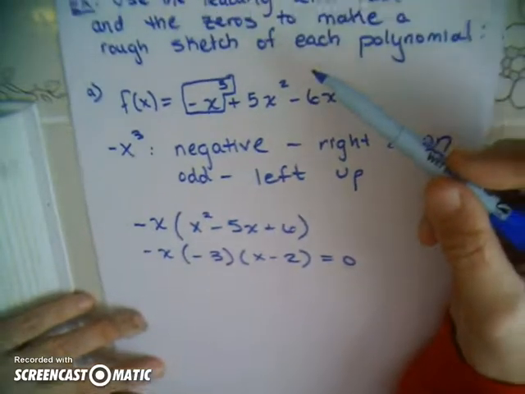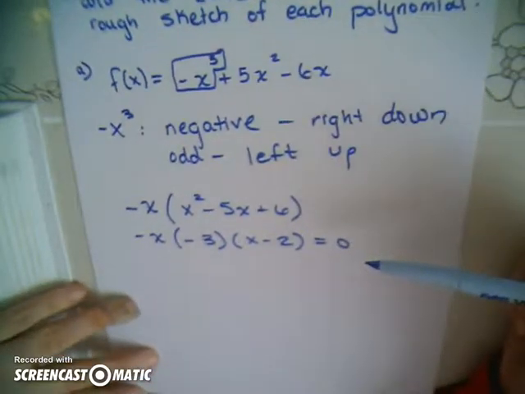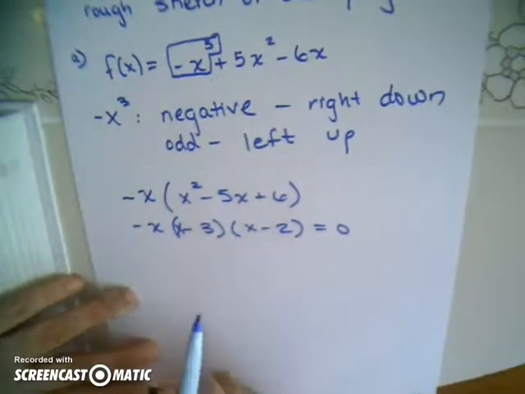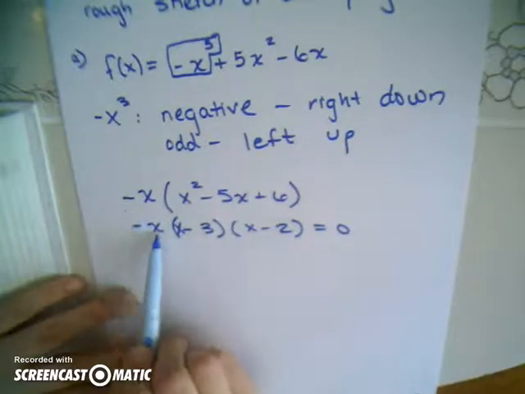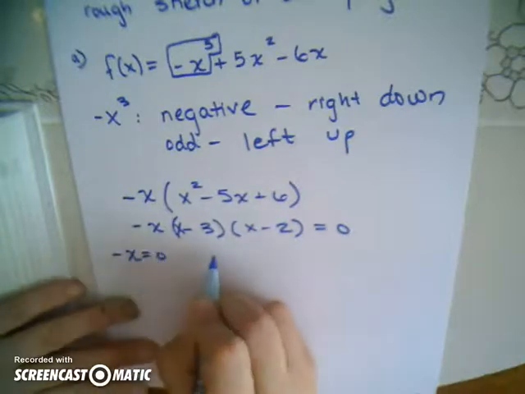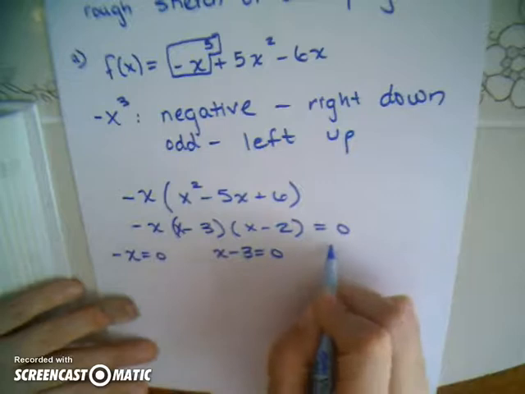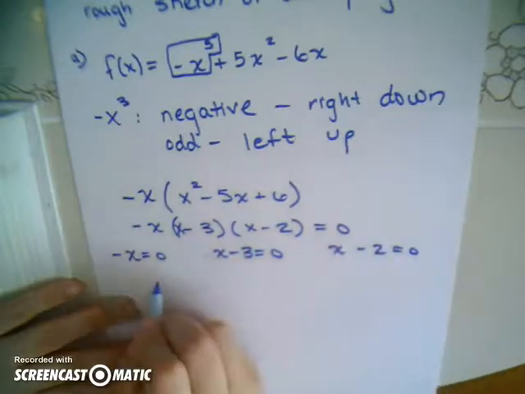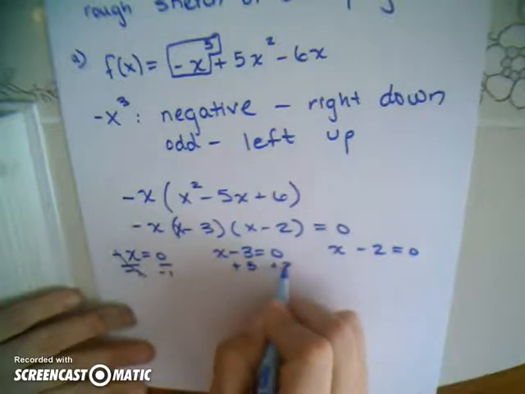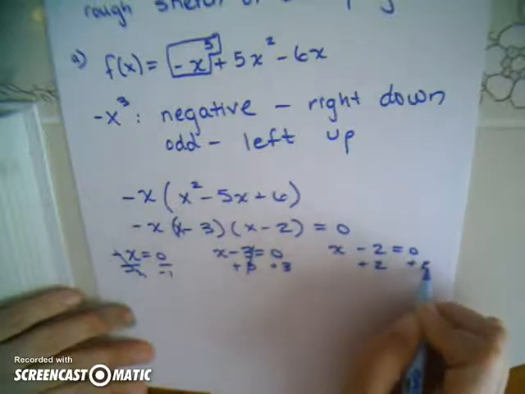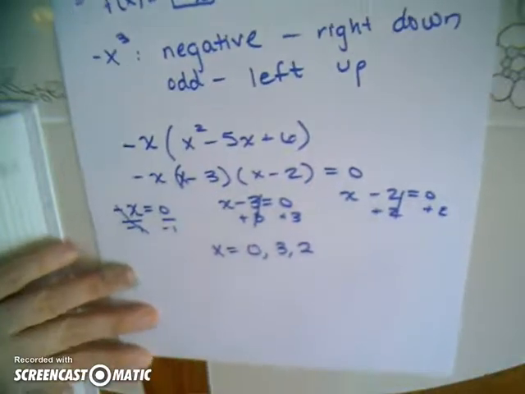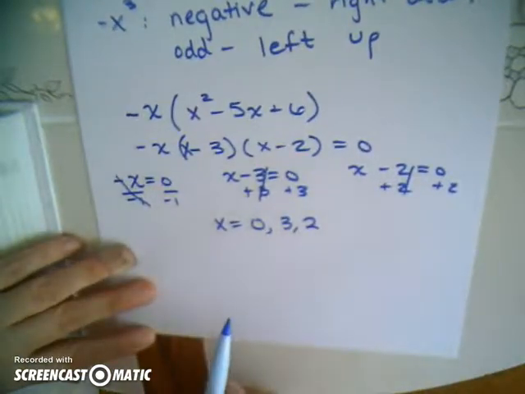And remember, the zeros are any numbers that make your function equal to 0. Sorry, missing my x. So now that it's factored, I'm saying that these 3 numbers multiply to make 0. That means one of them individually is 0. And we can solve them. And we get x equals 0, 3, and 2. So I've got 3 places where I know this graph crosses the x-axis.